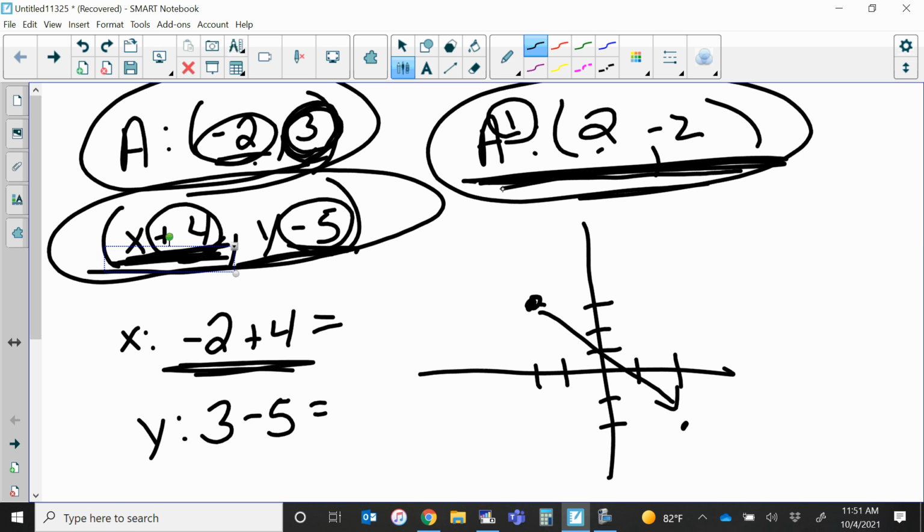The image is always the second one. Pre-image is, like pre-workout, pre-test. Pre always is kind of before.